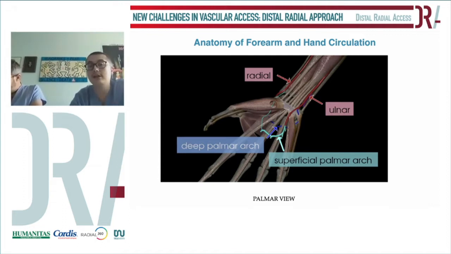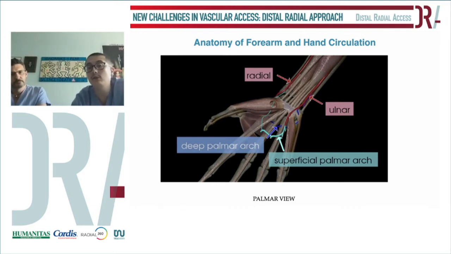gives origin, together with the ulnar artery itself, to three different arches. One is on the dorsal side of the hand. It's less important because the vascularization of the dorsal arch is poor. It's not fundamental, and it's made of a lot of anastomoses. But anyway, the most important are the palmar arches, which are the deep and the superficial palmar arches.